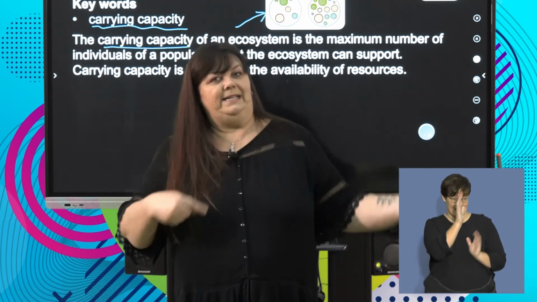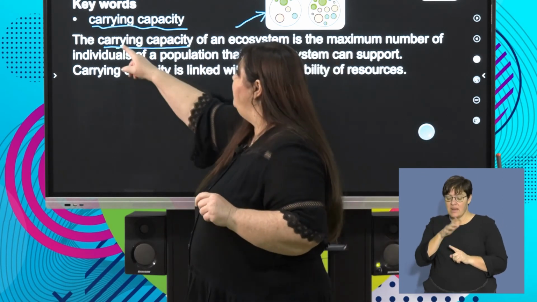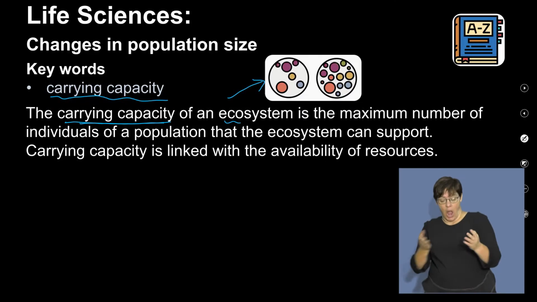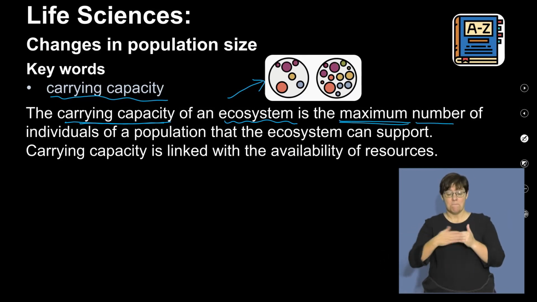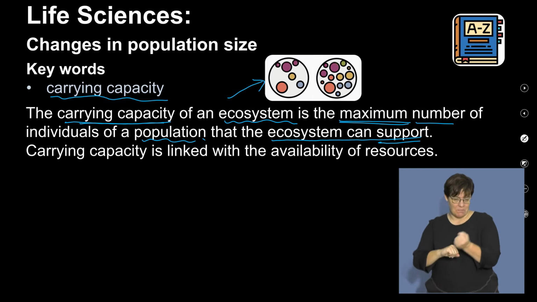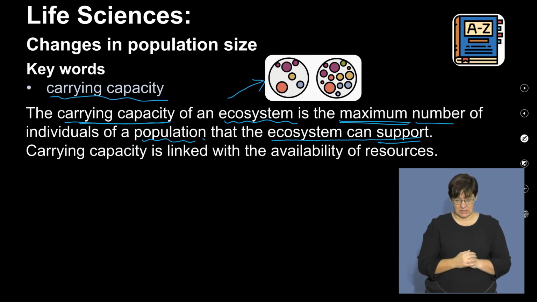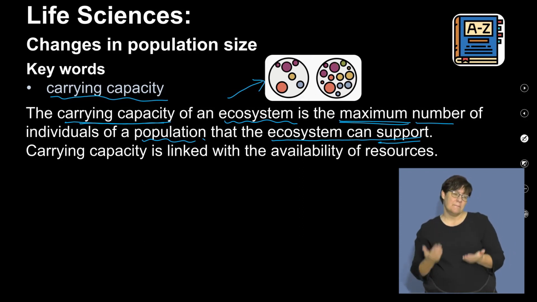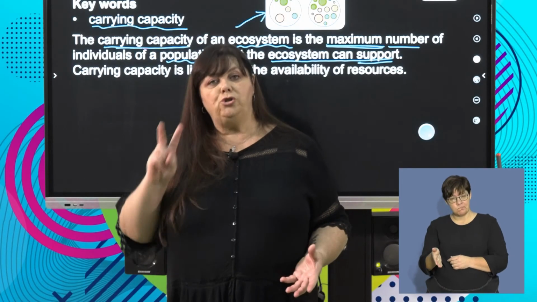Take that idea now into an ecosystem. The carrying capacity of an ecosystem is the maximum number of individuals of our population that the ecosystem can support. If our ecosystem has 12 trees in it, maybe the carrying capacity of that area is 2 elephants.